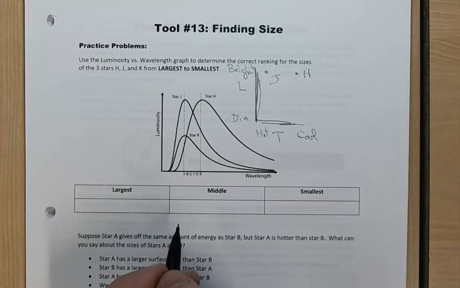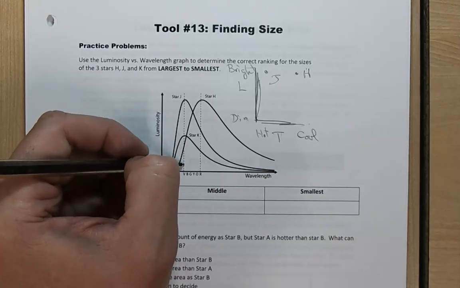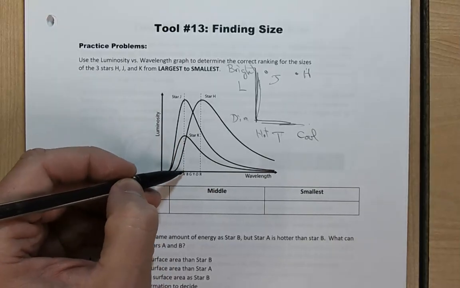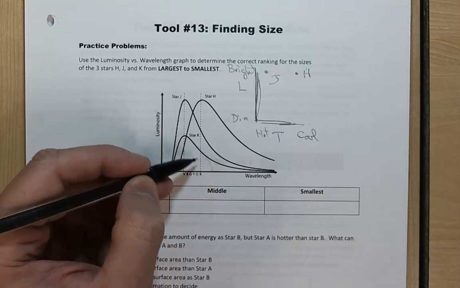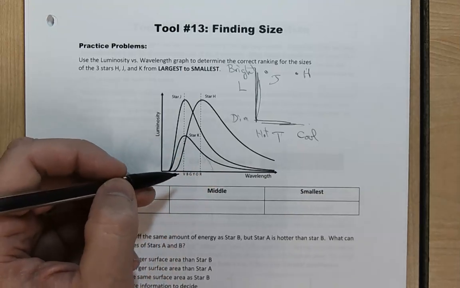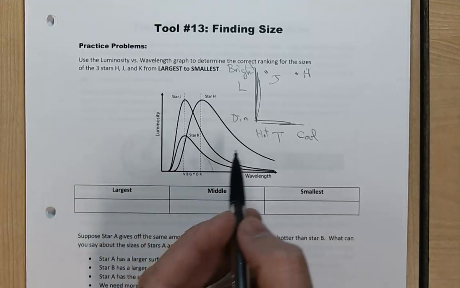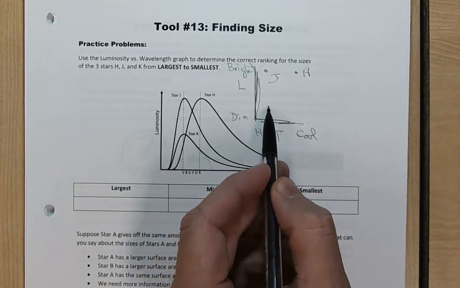How about K, right? Is K hot or is it cool? K is also peaking in the violet, so that's going to be hot. But it has a low area under the curve, right? It doesn't have much of an area under the curve, so that's going to be a dimmer star. So K is hot, but it's dim.